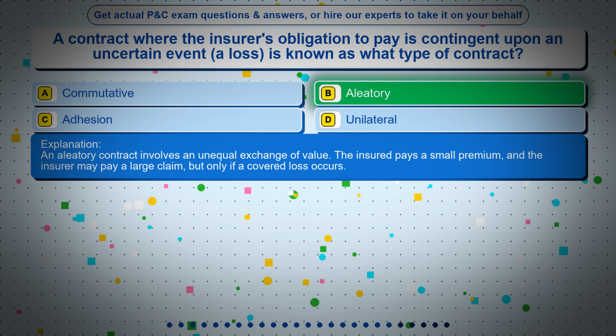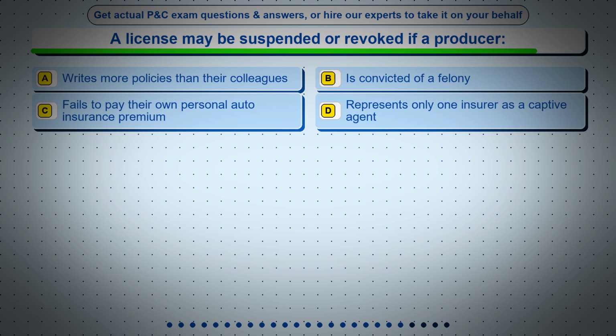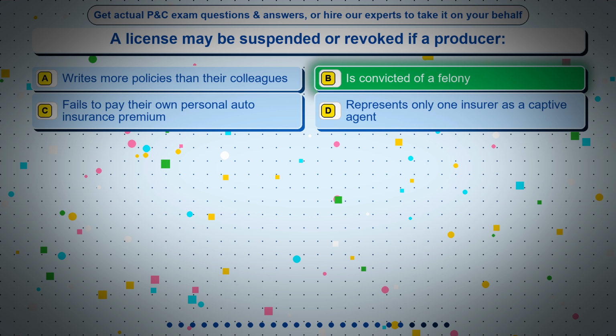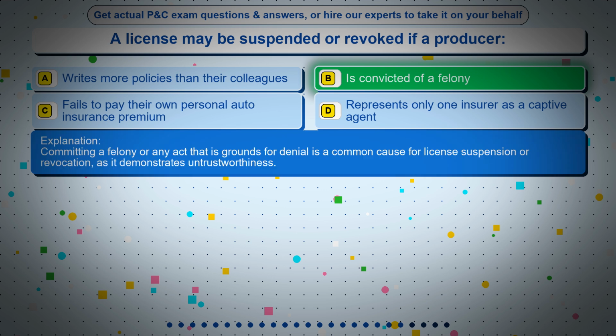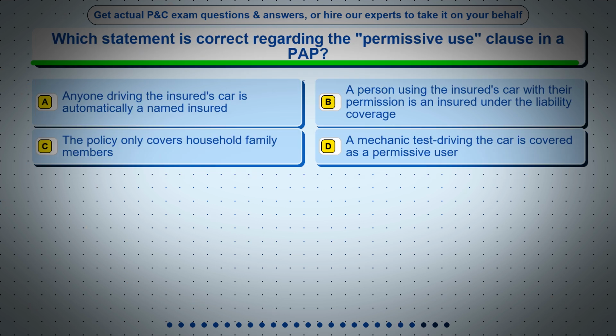occurs. Question 21. A license may be suspended or revoked if a producer, option A, writes more policies than their colleagues. Option B, is convicted of a felony. Option C, fails to pay their own personal auto insurance premium. Option D, represents only one insurer as a captive agent. The correct answer is option B, is convicted of a felony. Committing a felony or any act that is grounds for denial is a common cause for license suspension or revocation, as it demonstrates untrustworthiness.